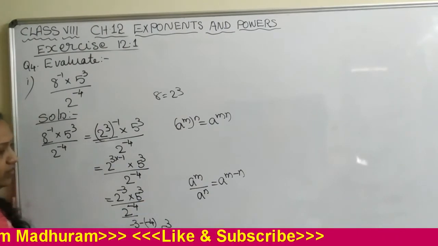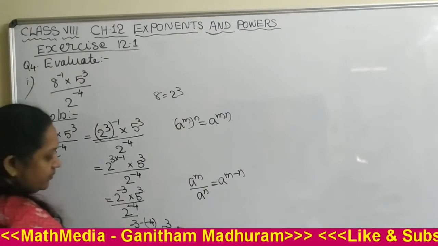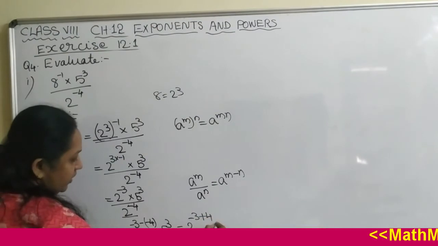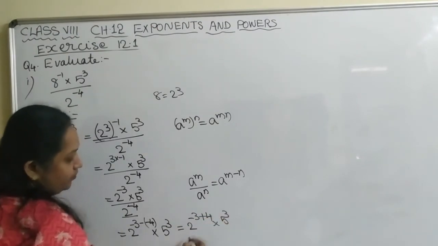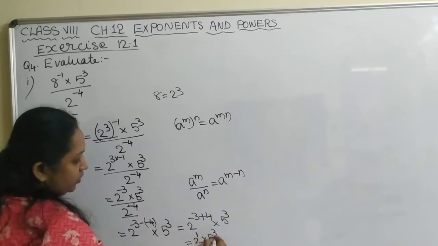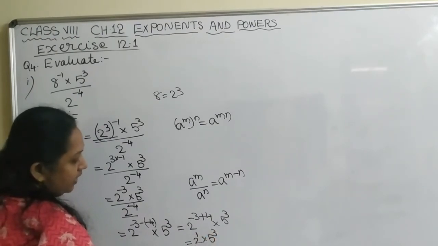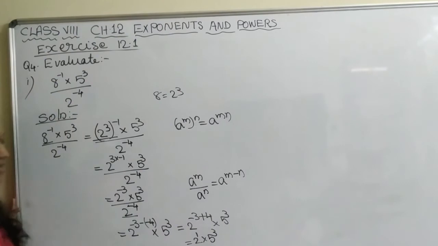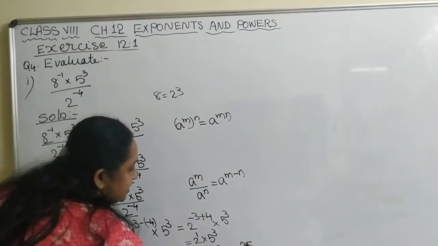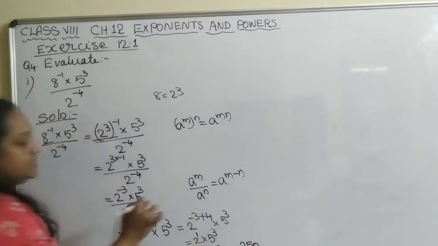Here you can apply the rule of integers. That is 2 raised to minus 3 plus 4 into 5 cube, which gives 2 raised to 1 into 5 cube. 2 into 5 cube is 125. 2 into 125 is 250, which is the answer.